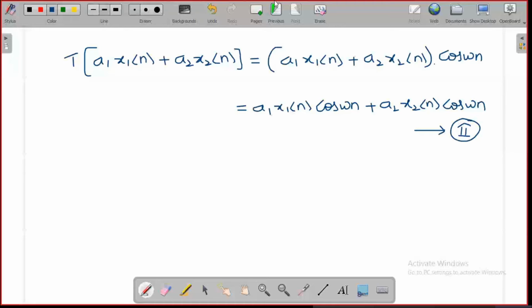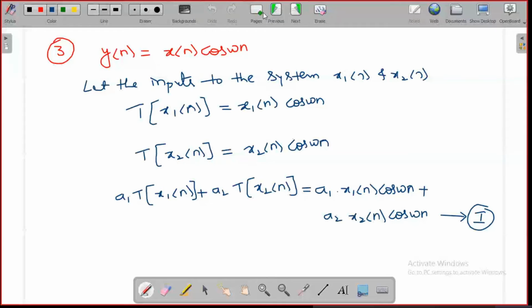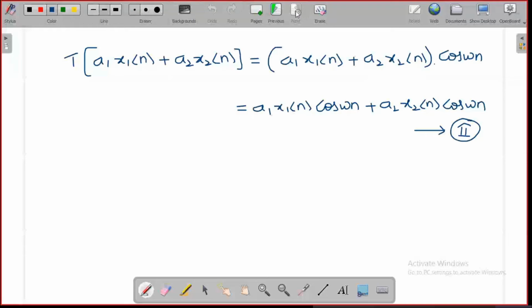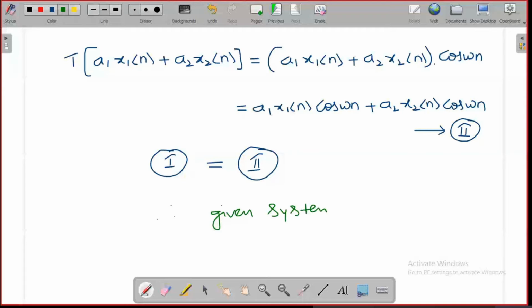Now check these two, 1 and 2. a1 x1 of n into cos omega n plus a2 x2 of n into cos omega n. So equations 1 and 2 are equal. Therefore, the given system is linear.